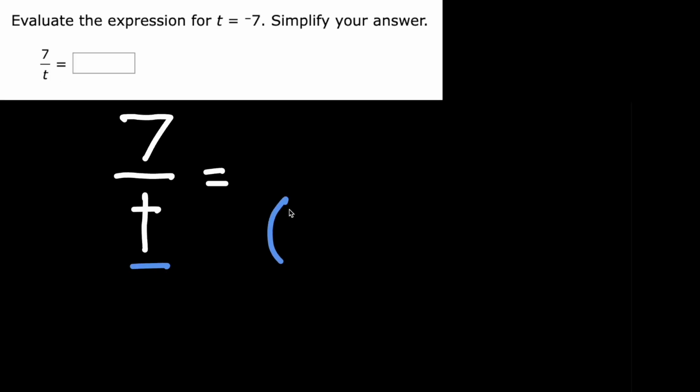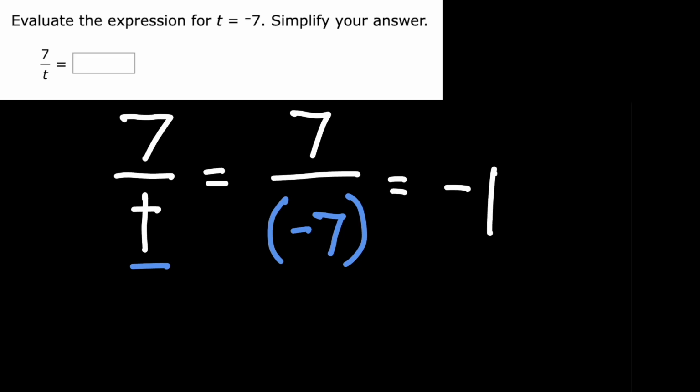Next, we're substituting negative 7 for t. When we plug that in, we get 7 over negative 7. And 7 divided by negative 7 is negative 1.